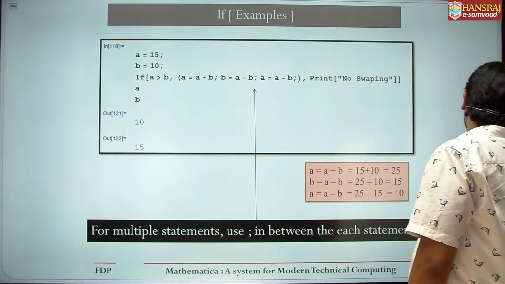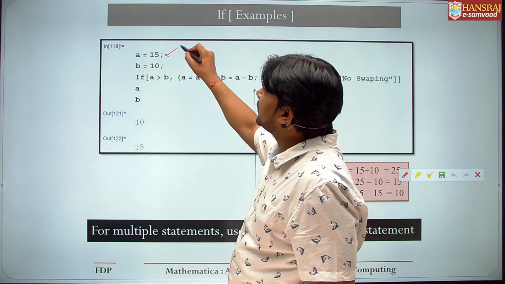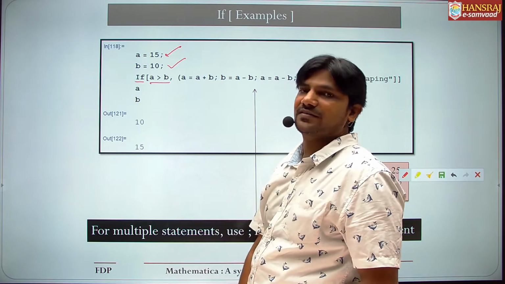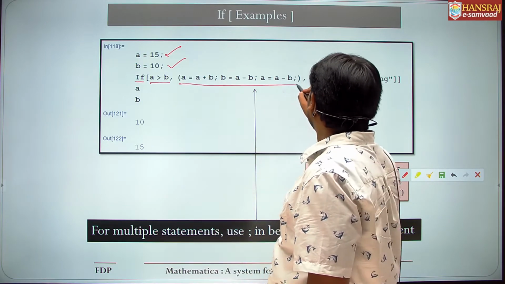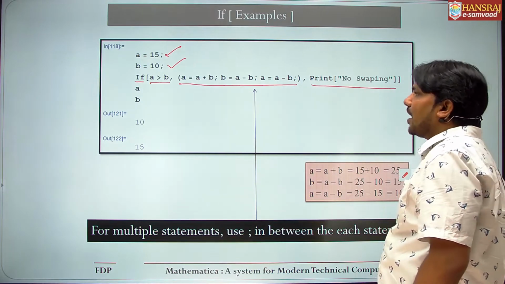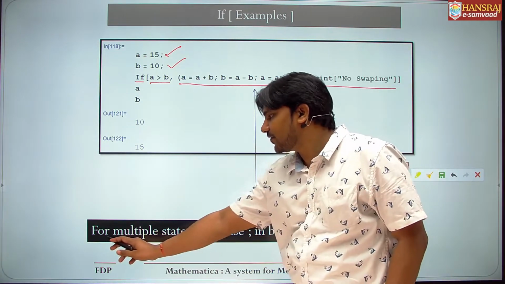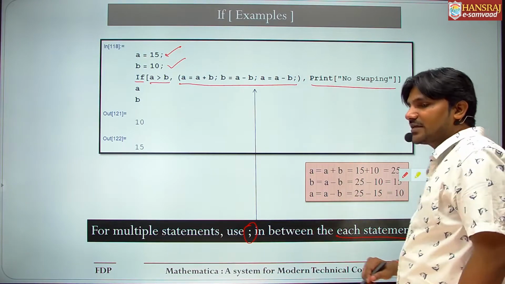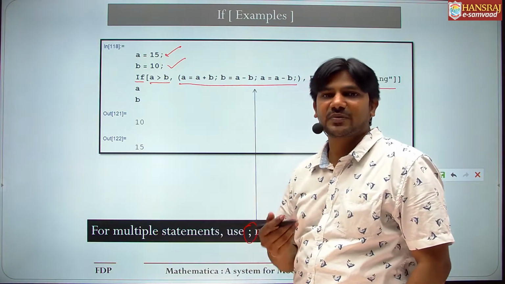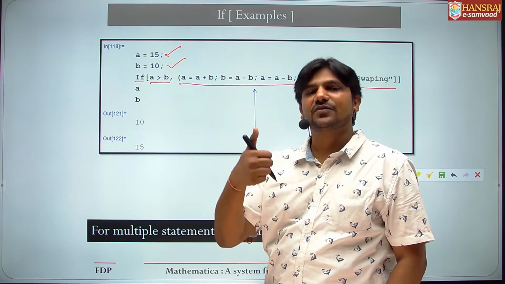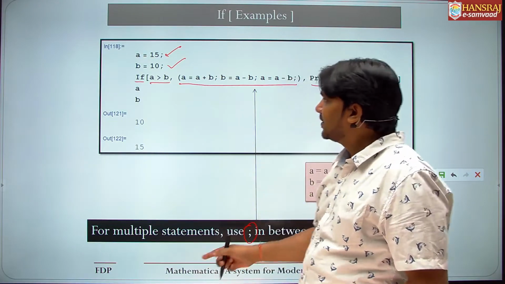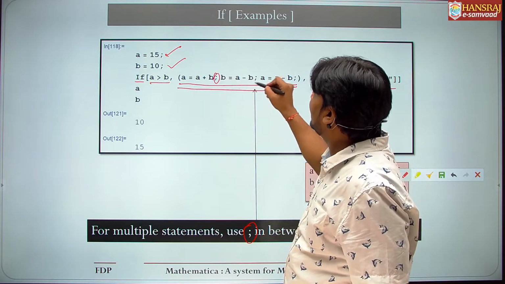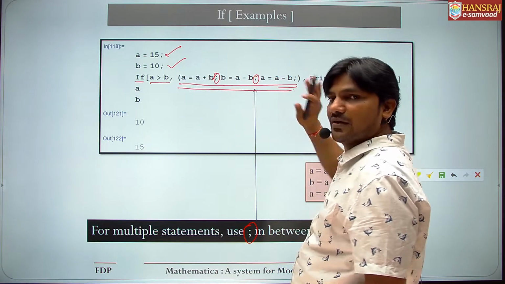So we have here a equal to 15, b equal to 10. If a is strictly greater than b, then this is the true statement and this is the false statement. What we are doing in the true statement, you can see here, for multiple statements use a semicolon between each statement. As I have already said, the semicolon can be used in two ways. First, for no outputs, and second, for multiple statements. So here you can check, this is only the first statement, that is the true statement, but here we have multiple lines, right? A true statement with multiple lines.